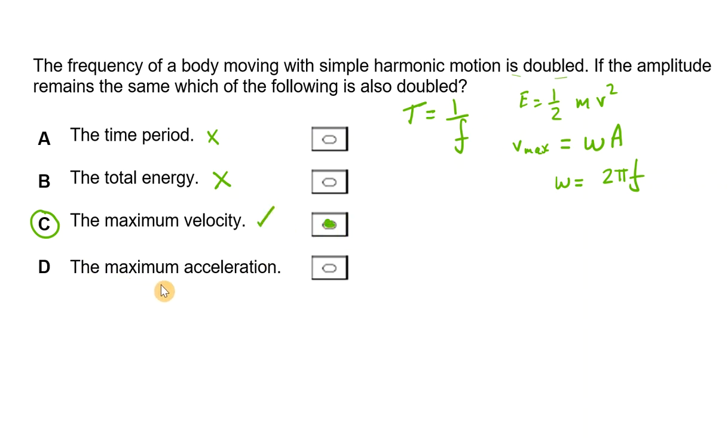But let's have a look at answer D and see why that isn't correct. Again, from your data sheets, you'll find an equation that the maximum acceleration is equal to the angular velocity squared multiplied by the amplitude. So let's have a look again.